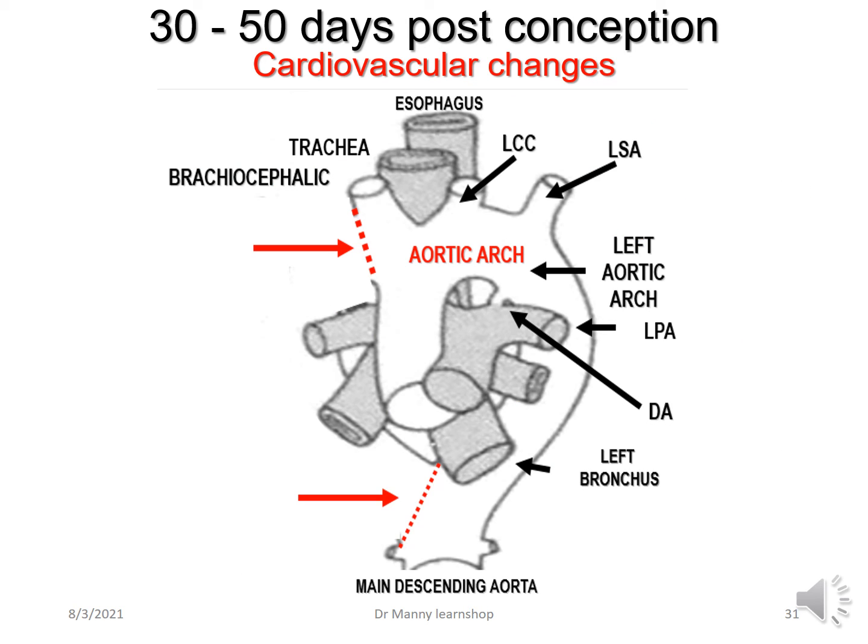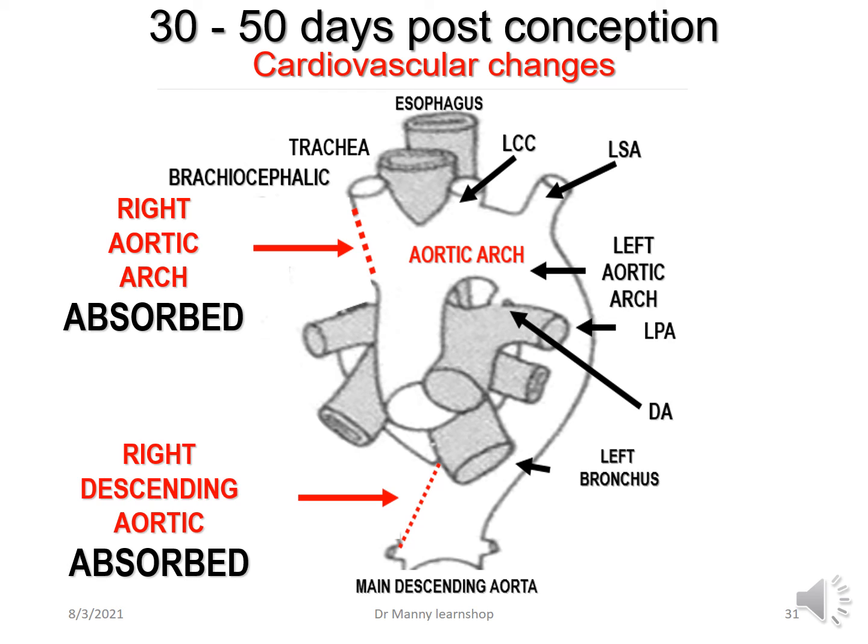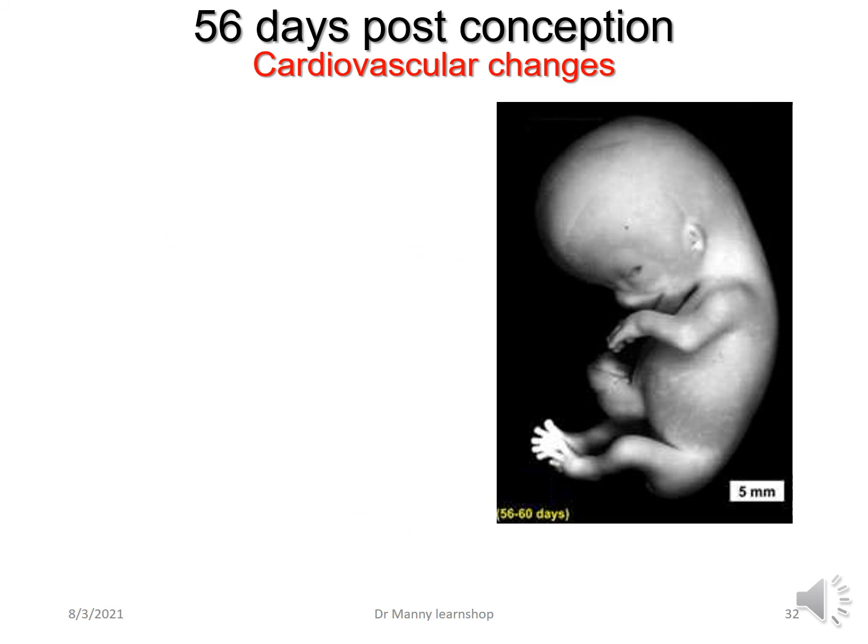Approximately day 30 to day 50, these are the cardiovascular changes that should occur. The right aortic arch should be absorbed, so we're left with a left aortic arch. The right descending aortic arch is absorbed, so we only have one, the main descending aorta. Approximately 56 days post-conception, the cardiovascular system changes and is complete.